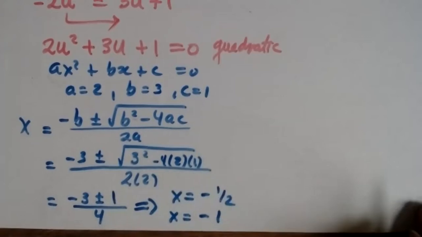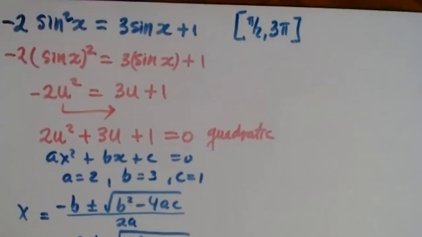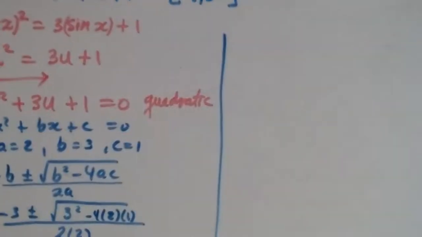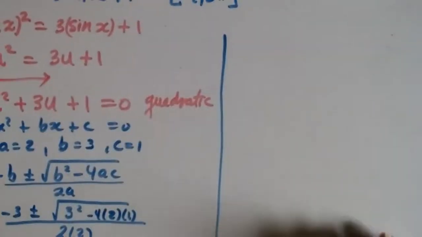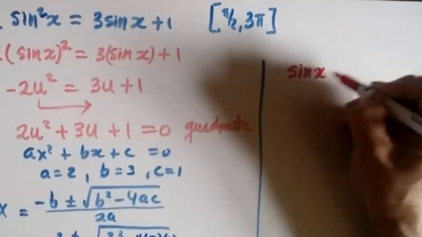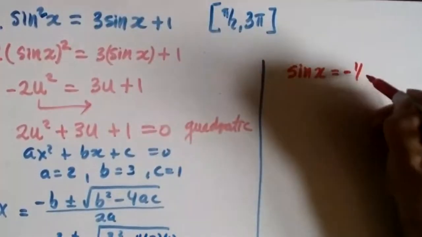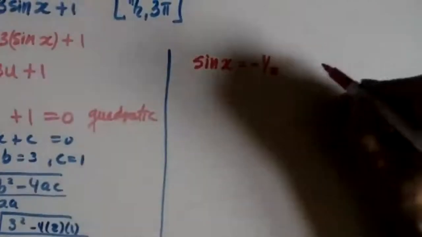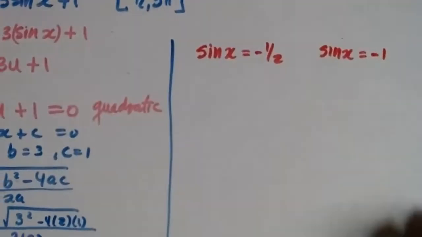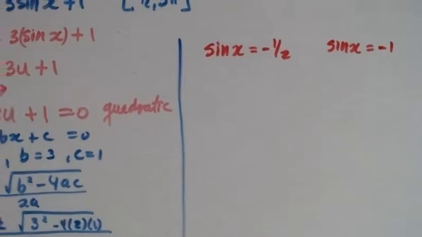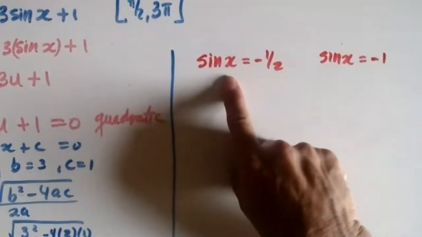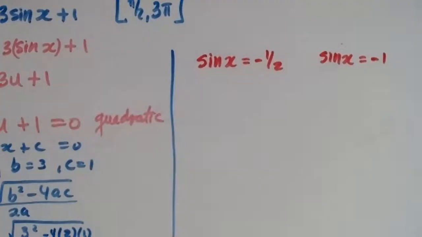Now, once I have these, really, I have a trigonometric equation. So I have to recall that sine x equals negative 1/2, and also the sine of x equals negative 1, correct? Okay, now I'm going to check for what values the sine is -1 and -1/2.